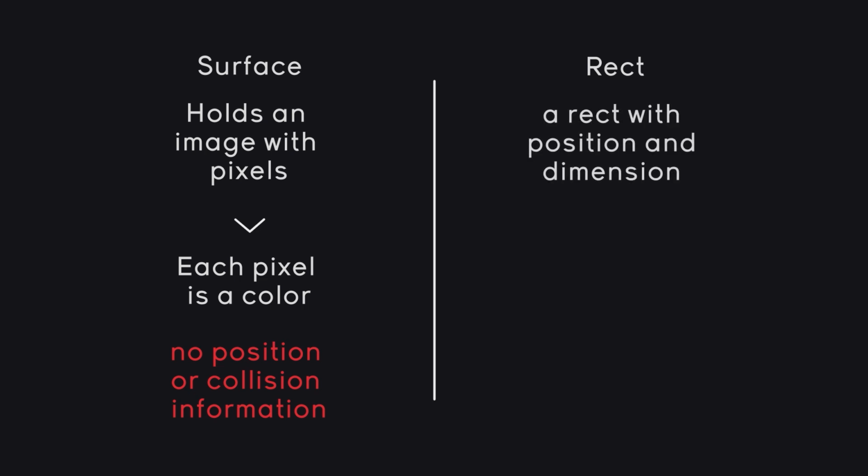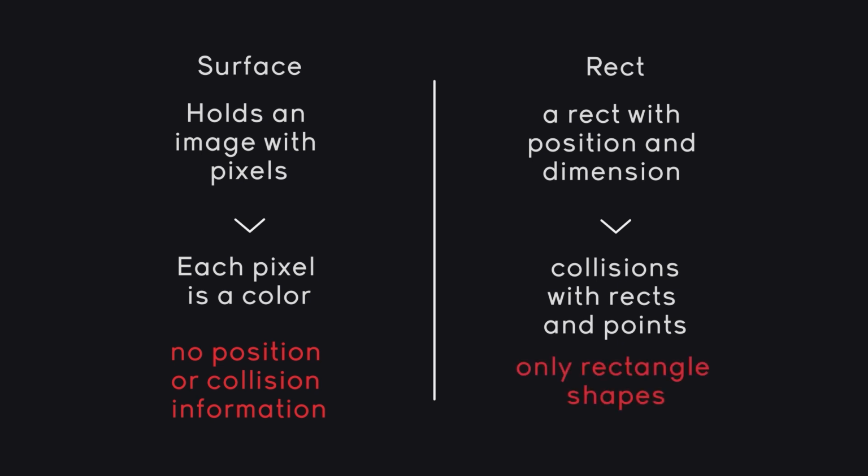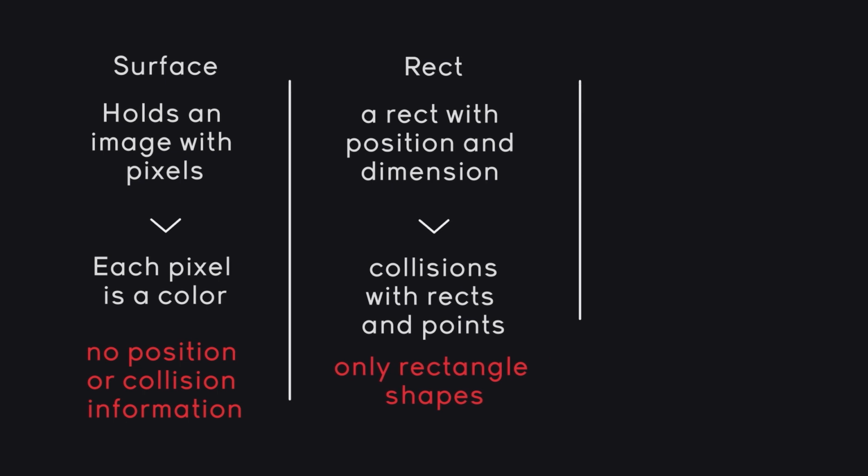This object is basically a rectangle with points that you can move and measure. And you can also check if a rectangle collides with another rectangle or overlaps with a point. However, you always work with rectangles, so if you want to check for collisions between irregular shapes, you would struggle quite a bit. But for that, we can use a mask.